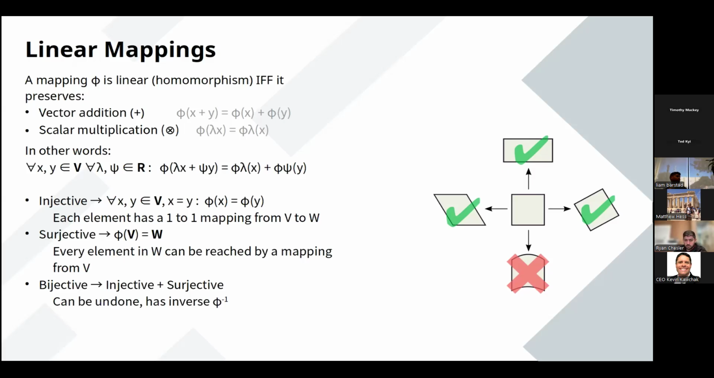So could something be injective but not surjective? Could something be surjective but not injective? Could something be neither? Could they be both?